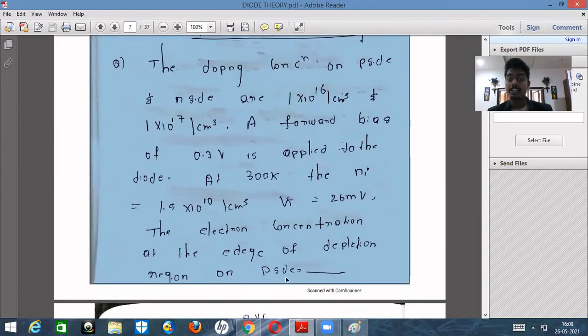The question is the electron concentration at the edge of the depletion layer on P side. This is very, very important. Okay, so for this we have derived separate formulas also. So you can pause the video, analyze the data that has been given, and find out the solution to this problem automatically. So what have we been asked? We have been asked for the electron concentration at the edge of the depletion layer on P side.